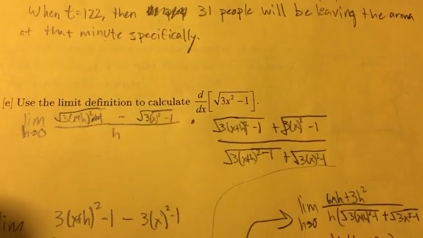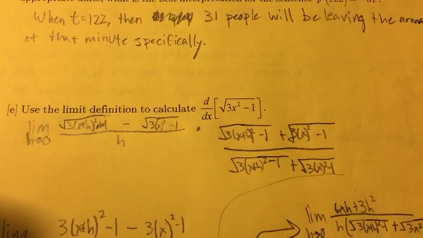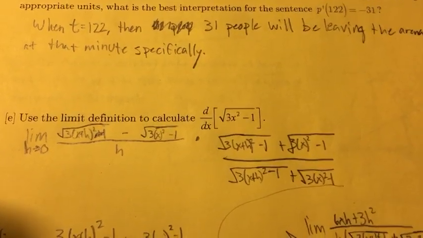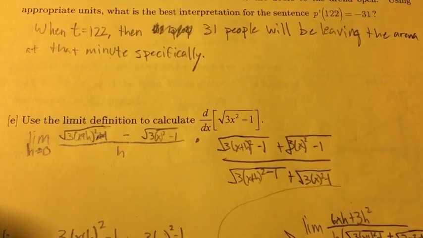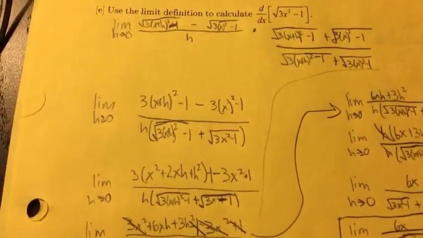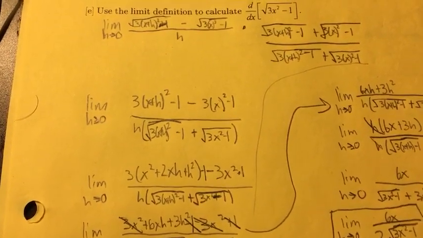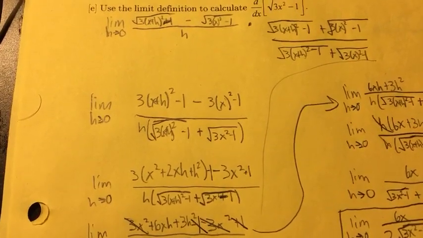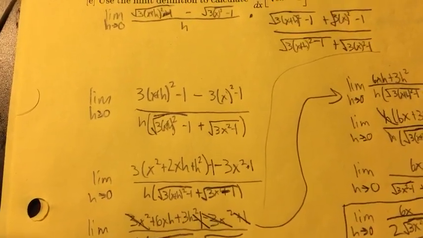So in order to do that, you rationalize the function. So that'll be square root of 3(x plus h) squared minus 1 plus square root of 3x squared minus 1 over square root of 3(x plus h) squared minus 1 plus square root of 3x squared minus 1. So once you do that, you get the limit as h goes to 0 of 3(x plus h) squared minus 1 minus (3x squared minus 1) over h times square root of 3(x plus h) squared minus 1 plus square root of 3x squared minus 1.